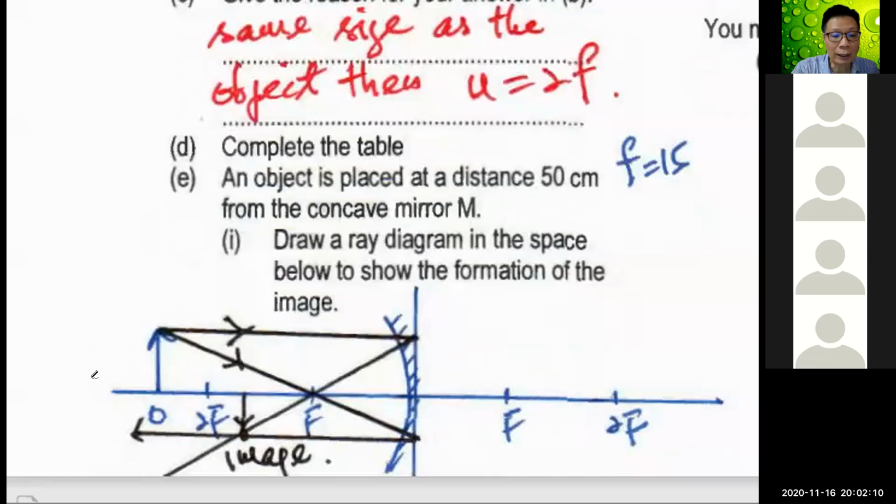So you see here, you draw a line. So this is 1F, 15. 2F is 30, right? And your 50 cm is here. The object is very far. Your concave mirror is here. Now object 50 cm, so you put it outside here. So you draw two lines. One horizontal, reflected through the focal point. Another one, the light goes to the focal point and gets reflected horizontally. Intersecting point here. So this is the image you get. So this is the diagram. Understand the diagram.